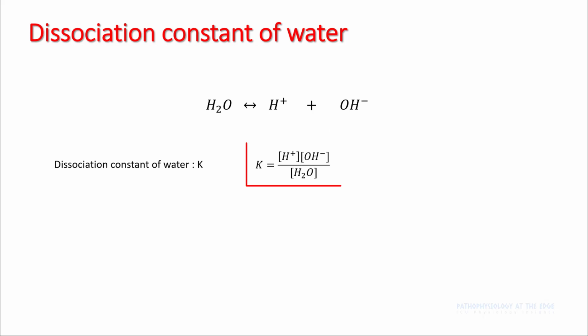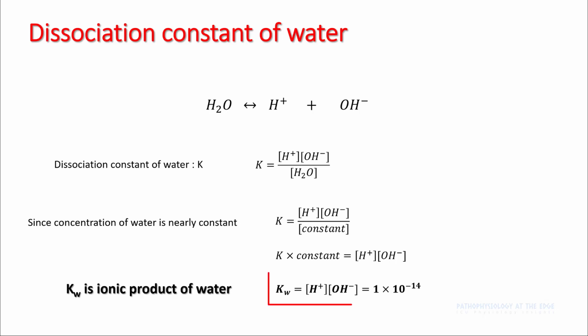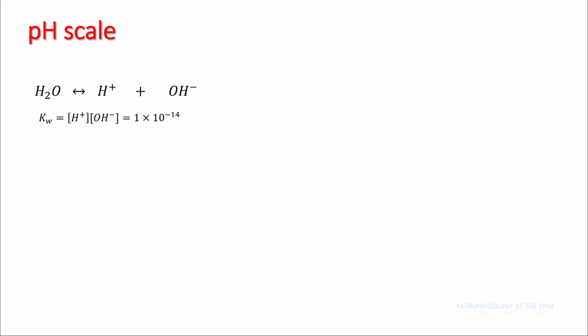So you have a dissociation constant of water which is equal to H plus multiplied by OH minus divided by non-ionic form of water. Since the concentration of water is nearly constant, Kw is the ionic product of water, which is the product of hydroxyl ion and hydrogen ion, and that is equal to 1 multiplied by 10 raised to the power minus 14. And this gives us our pH scale.